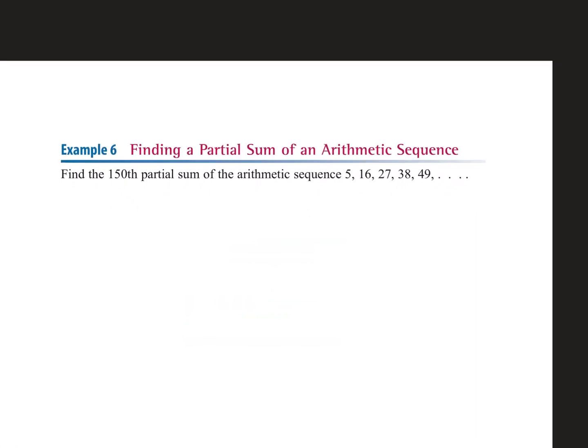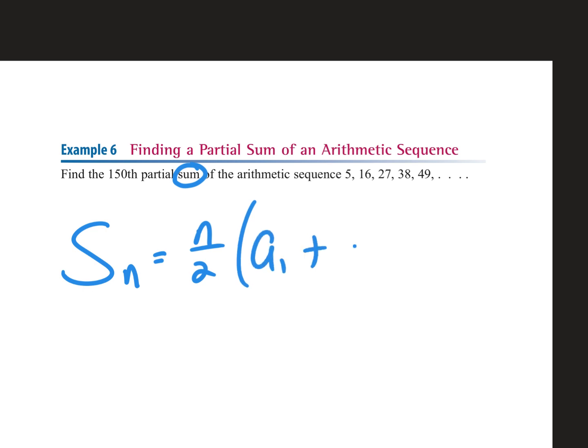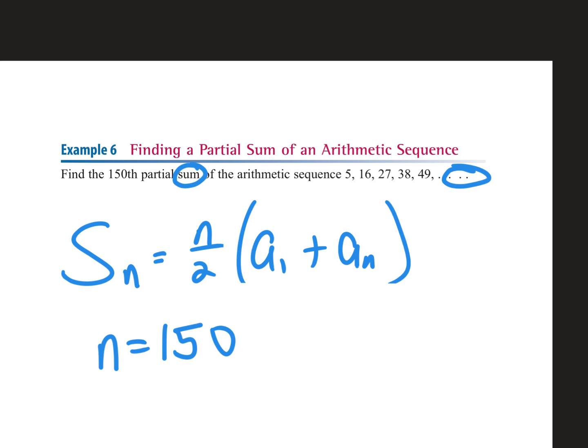All right, let's look at this one. We're finding the sum. So let's talk about the sum formula. Find the 150th partial sum of the arithmetic sequence given. Well, I already know how many numbers they want me to add together. How many? 150. Because do you have an ending point here? No. This is a sequence that goes on and on and on forever. They just want to know what the first 150 of them are when you add them together.